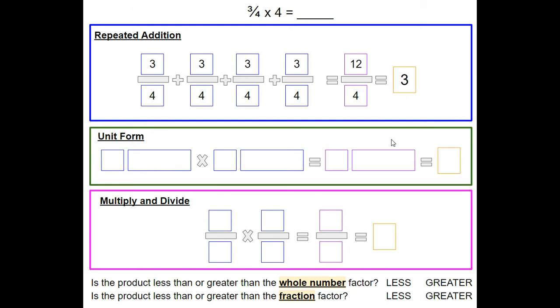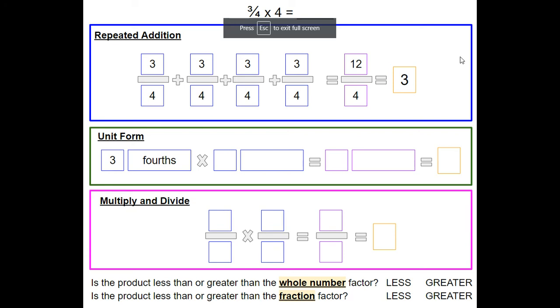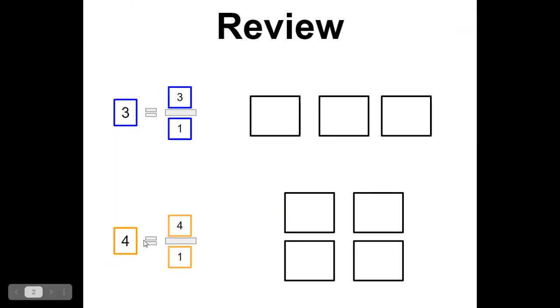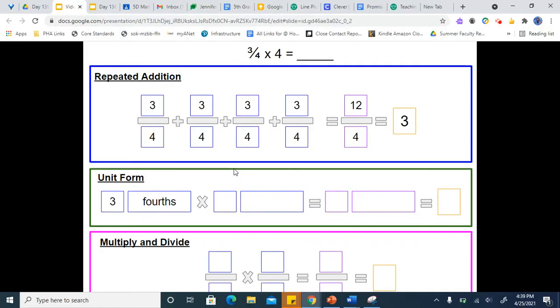Let's see if we get the same answer when we're using unit form. With unit form, we're going to put the numerator, which is the number on top, and then the name of the fraction or the denominator. So here we have 3/4. The numerator is 3, so we're going to put 3 in front, and the name of the fraction is fourths. So we have 3 fourths times, now we can see this whole number is a 4 in the ones place. We can also remember from the review that 4 can be rewritten as 4 over 1. So in unit form, this would be 4 ones.